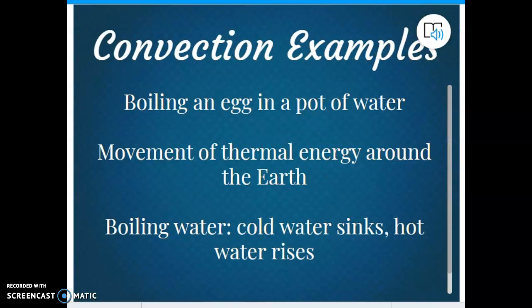Boiling an egg in a pot of water, convection. The movement of thermal energy around the earth. Now, again, like I've said, a lot of this is the beginning and the basics of the weather unit we're going to start. Convection is a huge part of weather. That is how the winds are moved around the earth, like things like trade winds and the polar easterlies, the prevailing westerlies. Those types of things are all moved through convection, where hot air is rising and cold air is sinking. Anytime you're boiling water, you have convection.